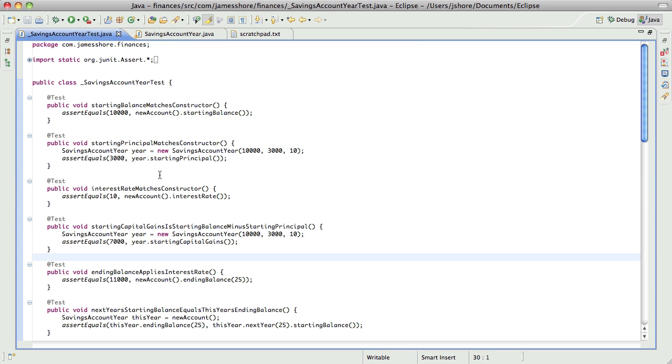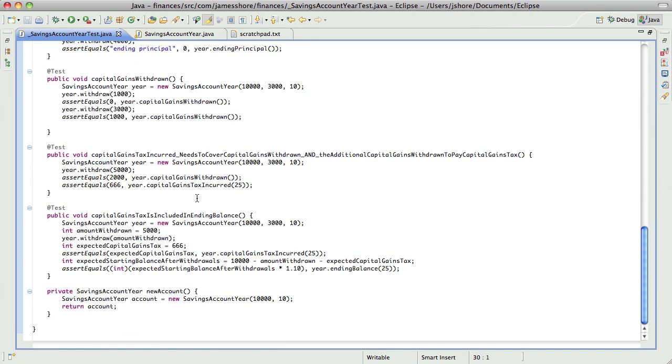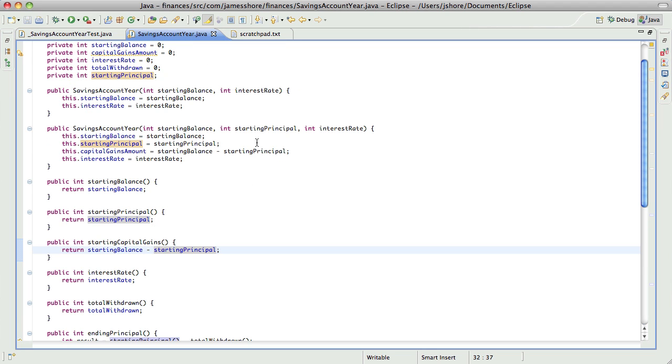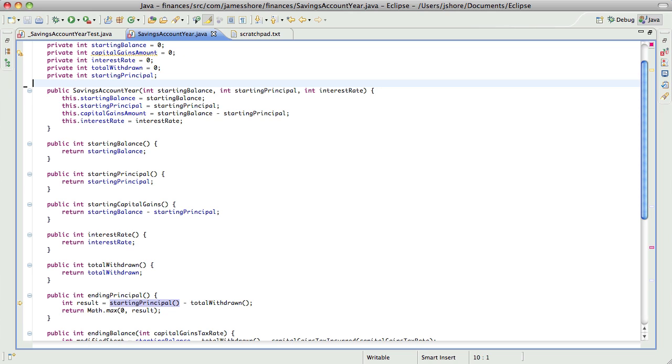You know what? I'll bet you we are getting bitten by this. We still have two constructors in here, one of which doesn't set capital gains. Okay, well there's our problem.